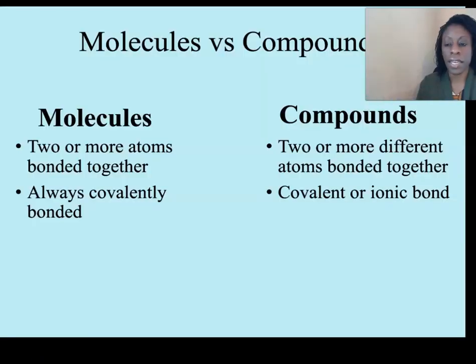So we're going to go over that again with the molecules versus compounds. A molecule is made of 2 or more atoms bonded together. They can be the same atom or 2 different atoms, or 3, whatever different atoms. But they're bonded together, and it's always a covalent bond. Molecules are always covalently bonded. Whereas a compound is 2 or more different atoms bonded together. And compounds can have either covalent bonds or ionic bonds in between the atoms. So I talk about ionic bonds in a different video.